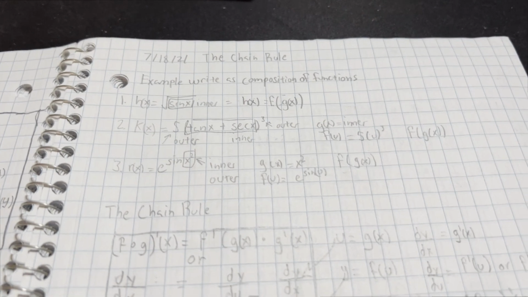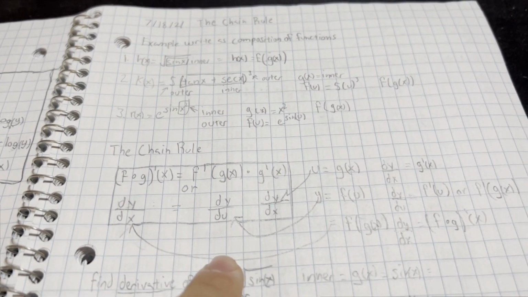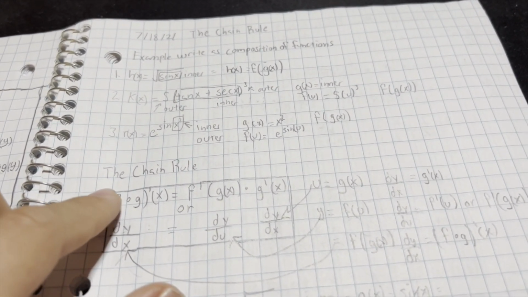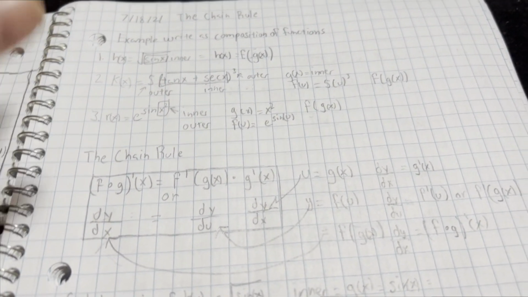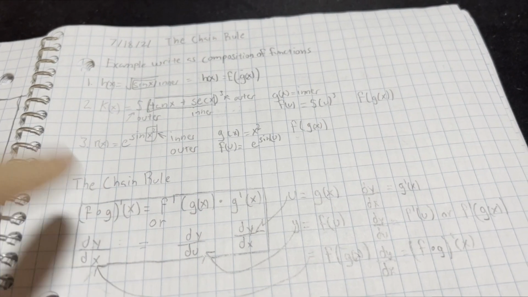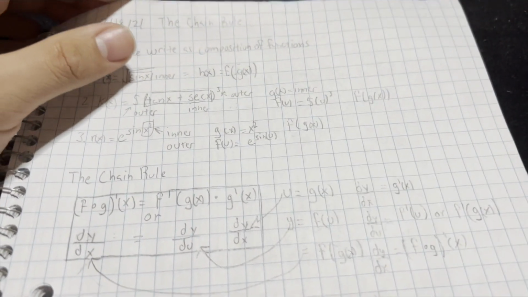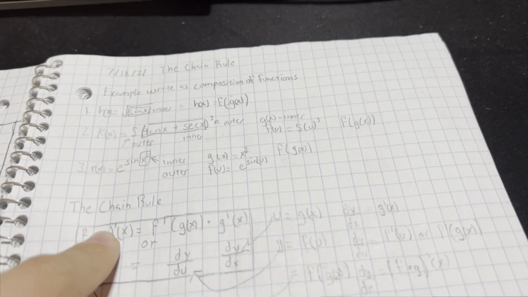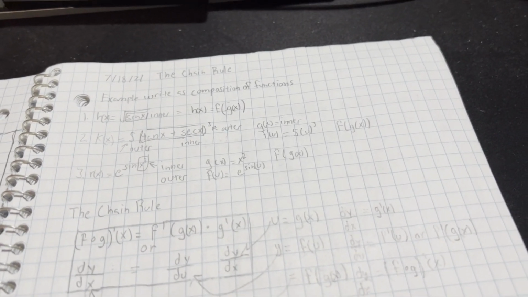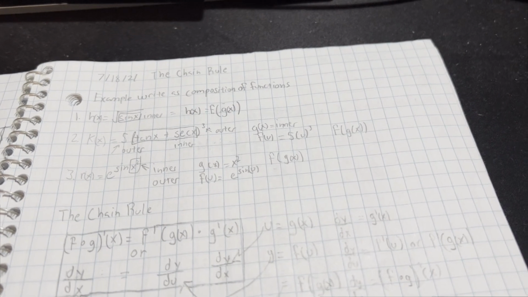Oh, the chain rule. I used to suck at the chain rule until I made a video about it, and then I understood it. So it's f of g of x. Wait, how does this work again? I don't remember. Wow. It's f prime of g of x. So this is composition of functions, and I'll find the derivative. So it's f prime of g of x times g prime of x.